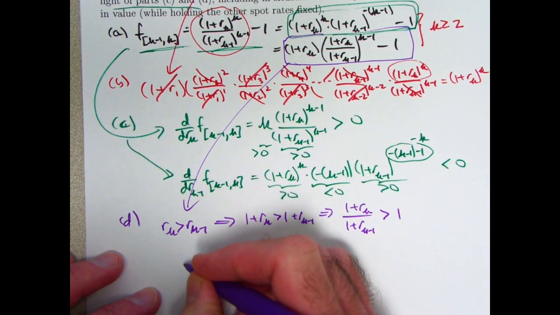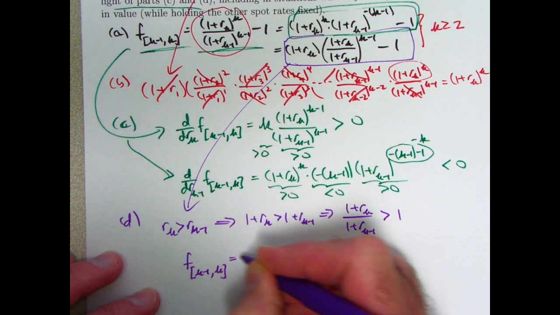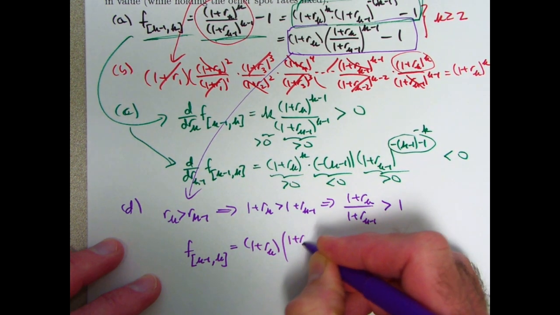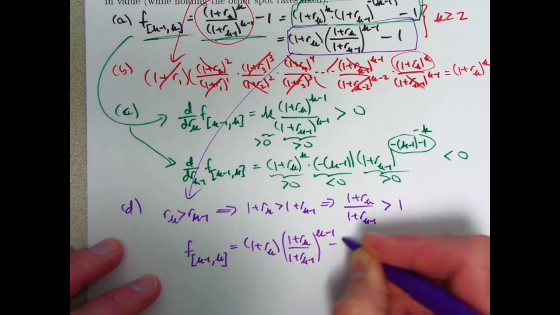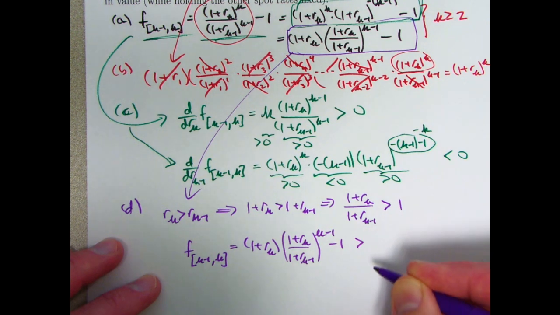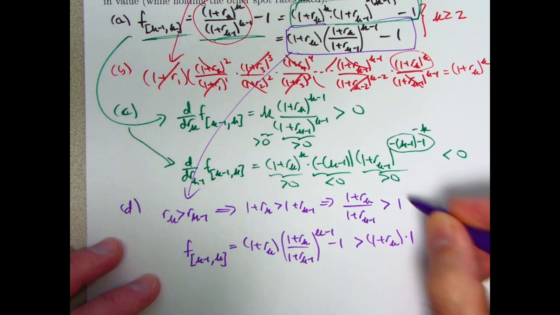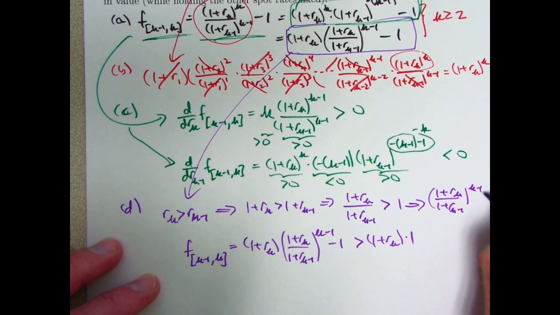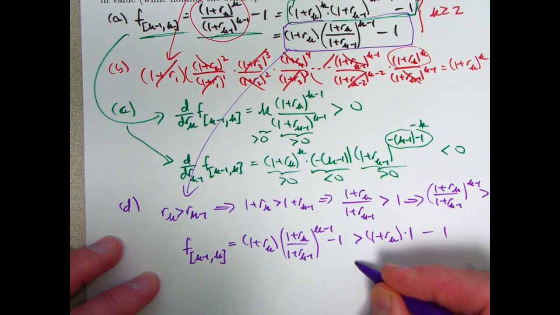Let's go ahead and write that down now. The forward rate from time k minus 1 to time k equals 1 plus rk times the fraction 1 plus rk over 1 plus rk minus 1, all to the k minus 1 power, minus 1. That's going to be bigger than 1 plus rk times 1. Up here I could say that when I raise this thing to the k minus 1 power, it's also going to be bigger than 1. Minus 1. The 1s will cancel here.